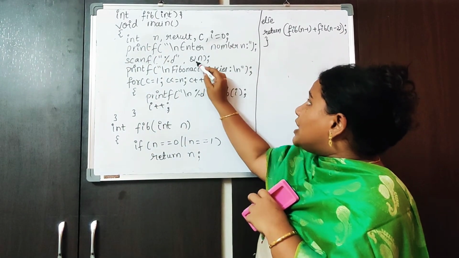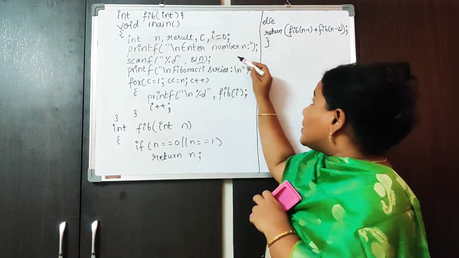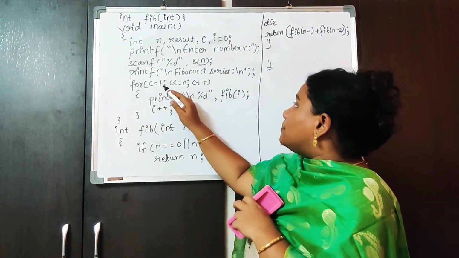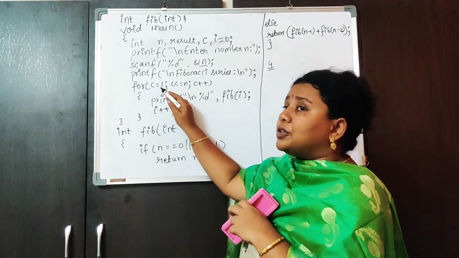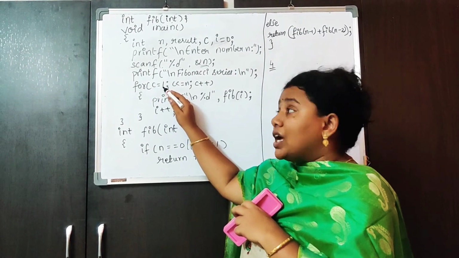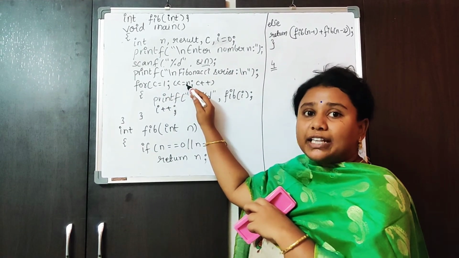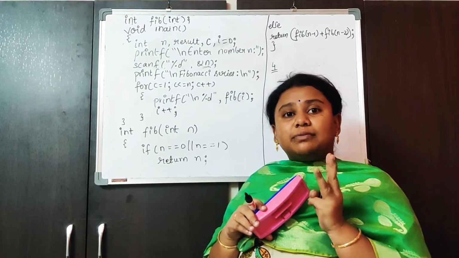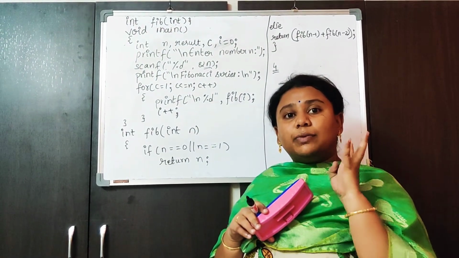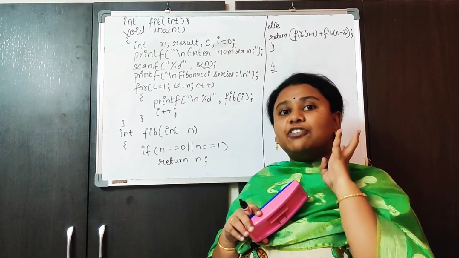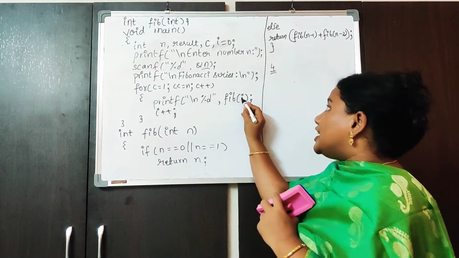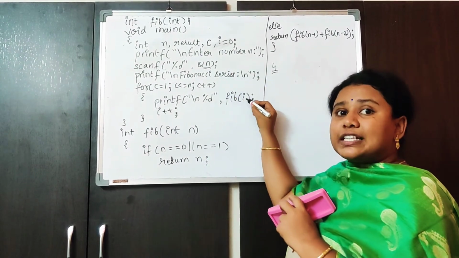Now the n value refers to the number of terms. I am taking that to be 4. The number of terms should be 4 and I am taking the loop control variable c equal to 1, and it should be less than or equal to n. What does that mean? The number of terms: first term, second term, third term, fourth term, means the loop will be iterated 4 times. Why? Because we need 4 terms of the Fibonacci sequence. Initially I have taken the i value as 0. Now we will see what happens.